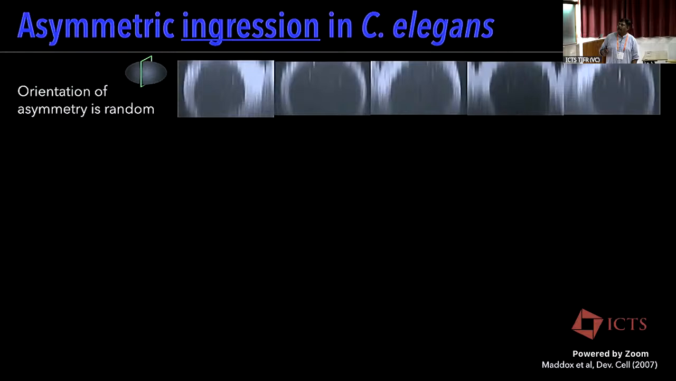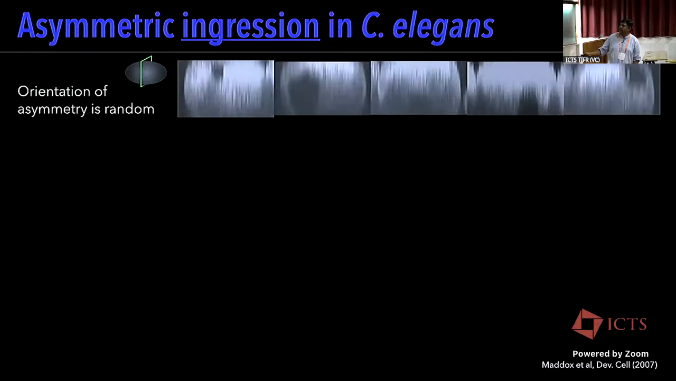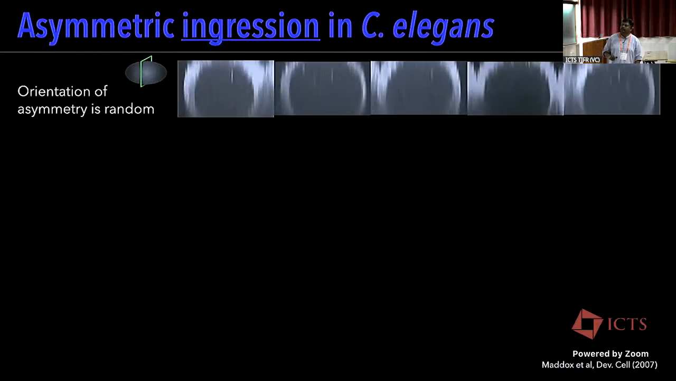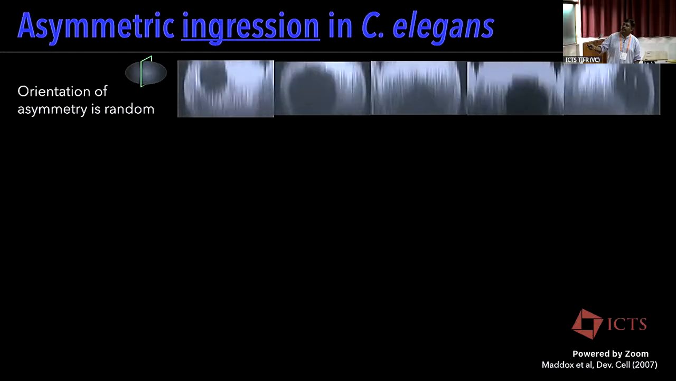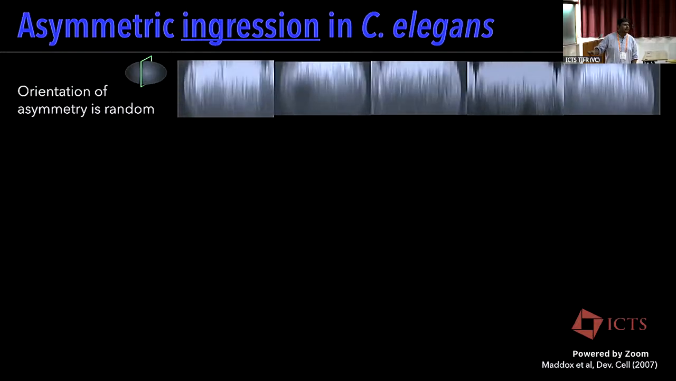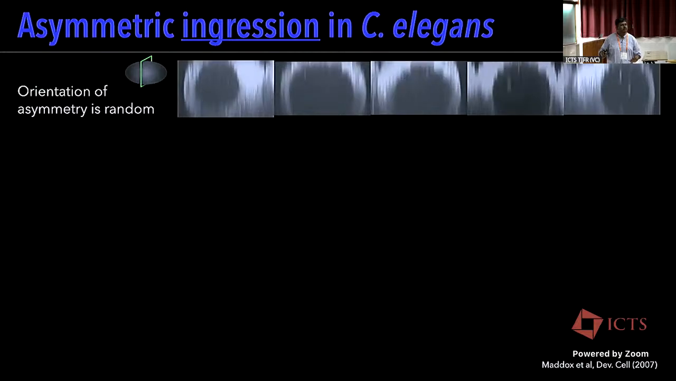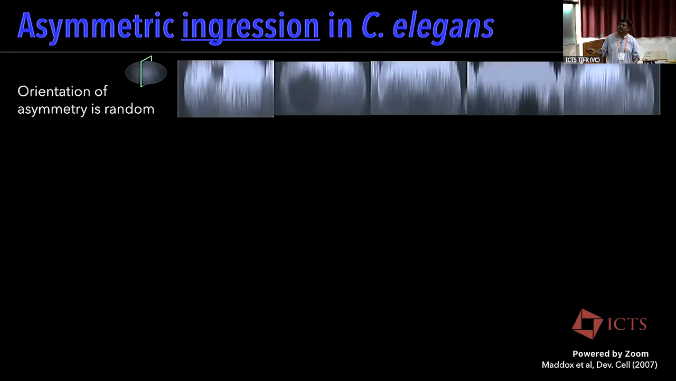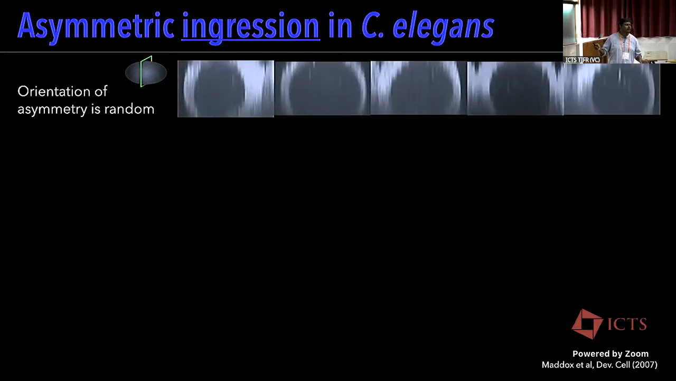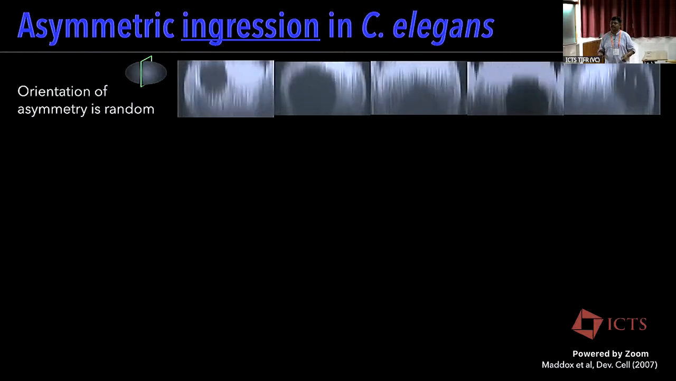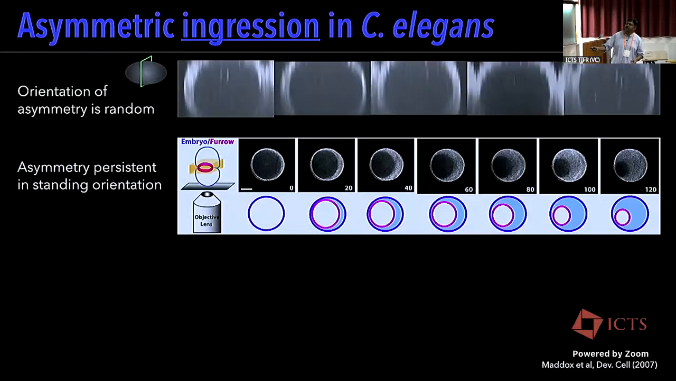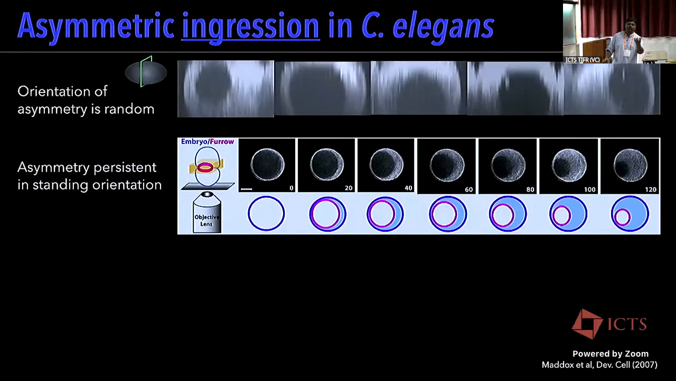In C. elegans, as far as we can make out, this is something many others have done. We have also reconfirmed this. The orientation of the asymmetry, that is which side it ingresses asymmetrically, seems to be random. You repeat the experiment many times, there doesn't seem to be any signaling which is dictating the direction. It seems to be persistent even if you put the embryo along gravity.